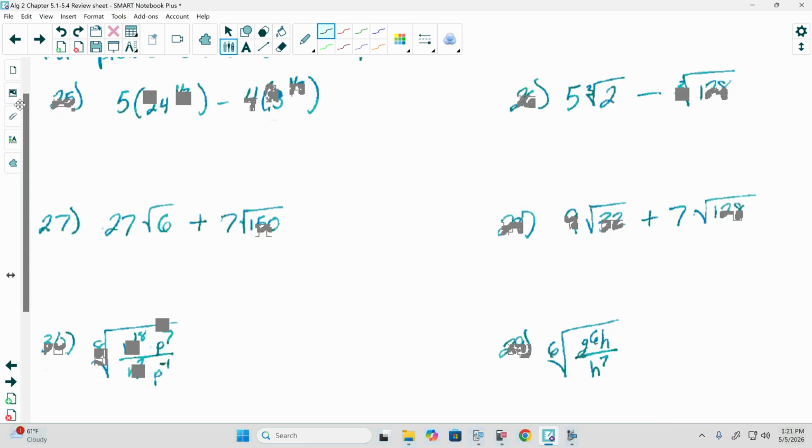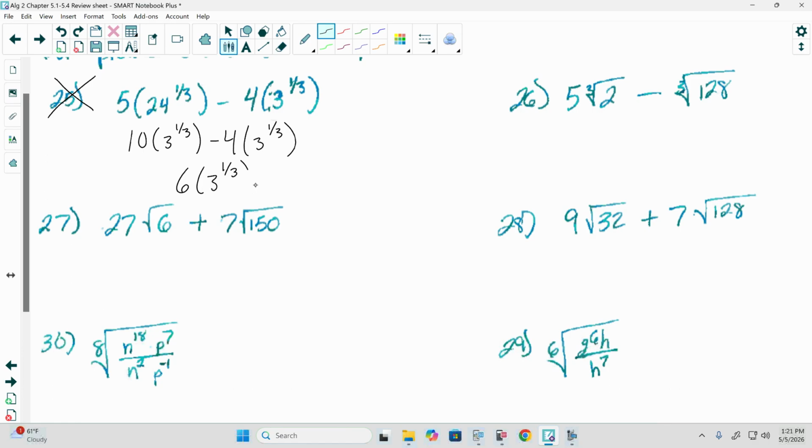There will not be one like 25. Because really we would have to reduce, because we can rewrite 24 to the 1/3 as 8 times 3 to the 1/3. The 8 would come out as 2, because 8 to the 1/3 is 2. That would give us 10 times 3 to the 1/3 minus 4 times 3 to the 1/3, which actually gives us 6 times 3 to the 1/3, if we were to work it out.